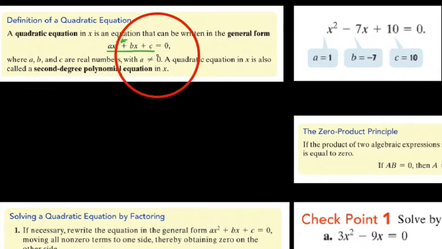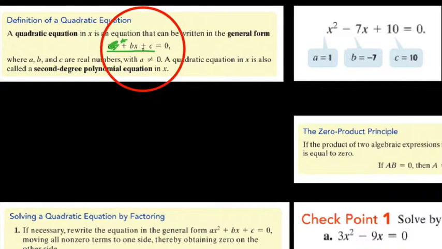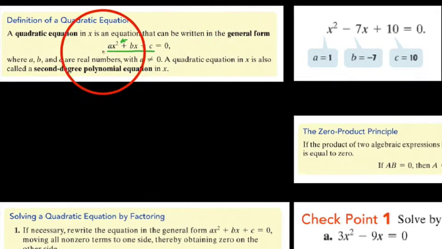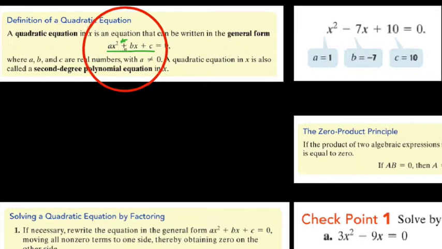So we say a, b, and c are all real numbers, and we don't allow a to be 0 just because if it is 0, then we're left with this linear thing, this first degree polynomial. And that's not what we're talking about in this video. We're talking about quadratic equations. So we say a quadratic equation in x is also called a second degree polynomial equation in x, which just makes reasonable sense since quadratic things are of second degree.